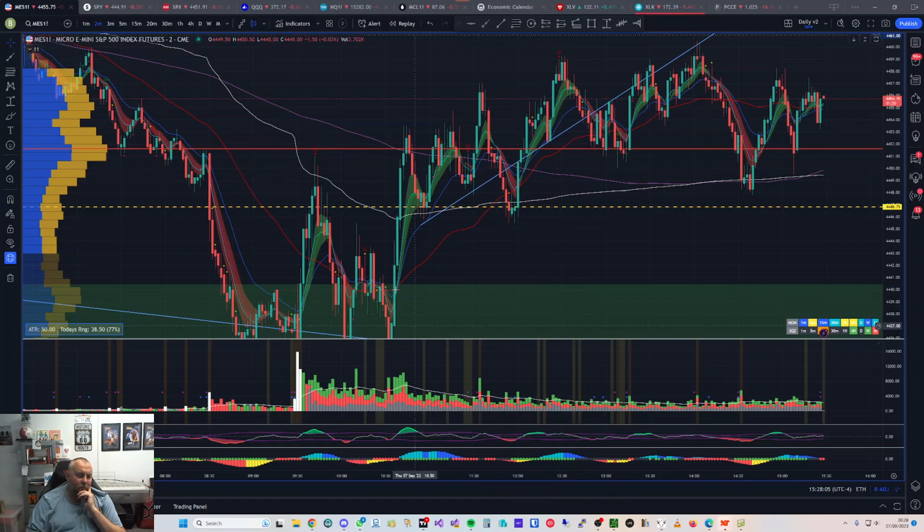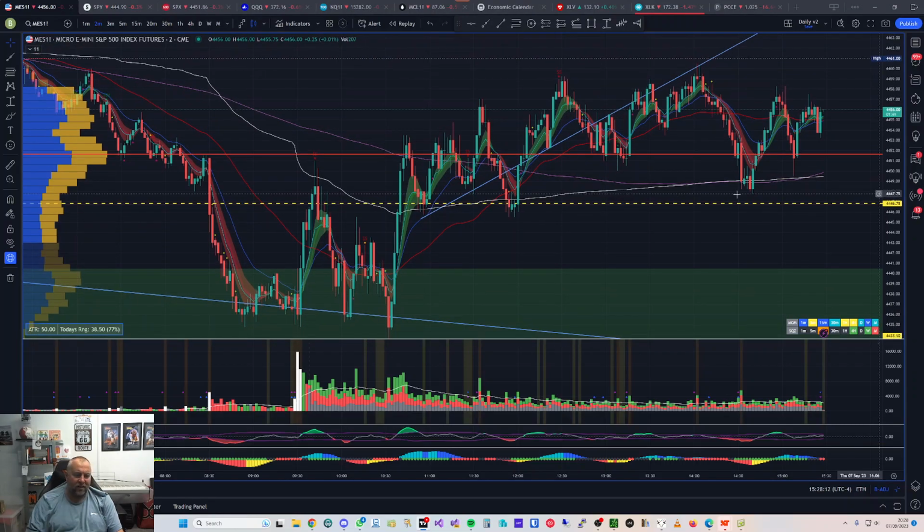So apart from that one loss down here where I added and I didn't like it and got back out, it wasn't really a loss. It's basically taking an add and then removing the add because it didn't go the way I wanted. It was a good day.